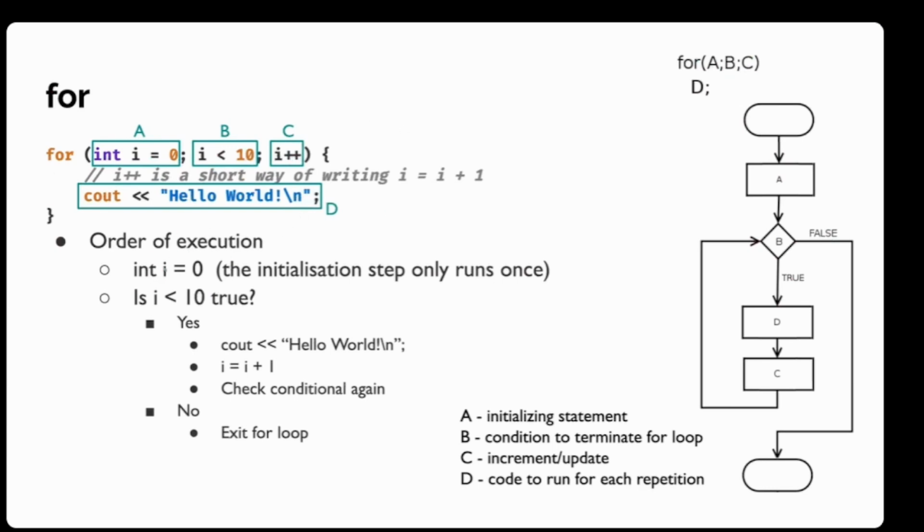So order of execution, it initializes i. It first checks whether i is smaller than 10. If it's smaller than 10, then it does this. If not, it will exit the loop. So yeah, I think you should understand this.